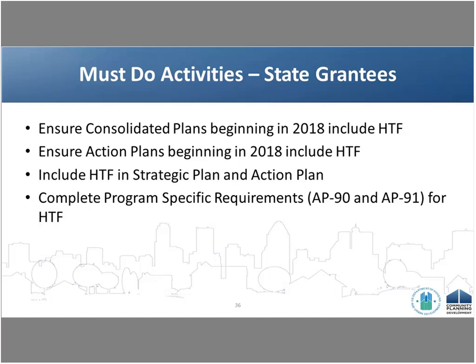Third, make sure that HTF is being included throughout your strategic plan and action plan, that it's being included as a goal, as part of your method of distribution, as part of your allocation priorities, priority needs, as part of your geographic target areas or priority areas. And then finally, as I just said, making sure you're going through all of that program-specific information and requirements on the AP 90 and 91 screen.